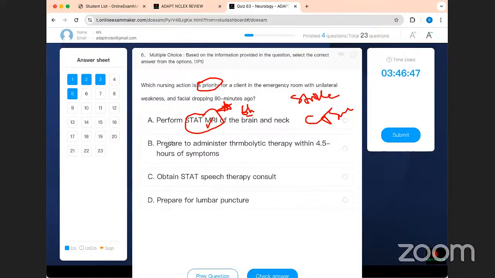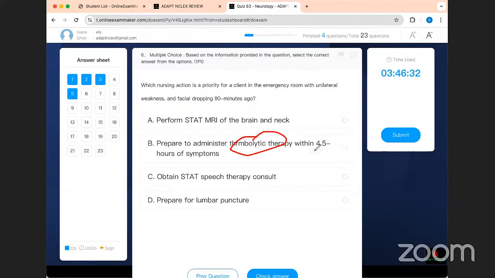Just because you think you're going to do something does not indicate that we look into your brain. It doesn't mean you got to use MRI. So don't use MRI, right? We're going to give them thrombolytic therapy. This question is true, so you can prepare for that.